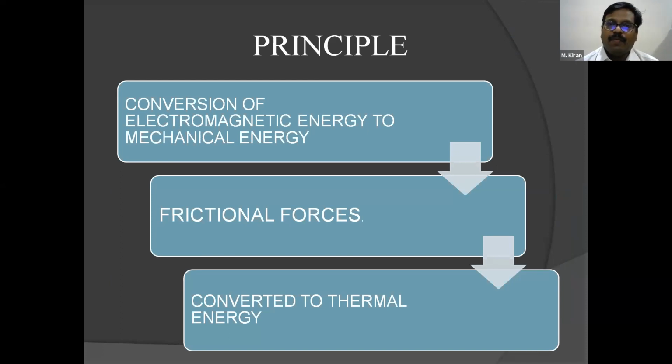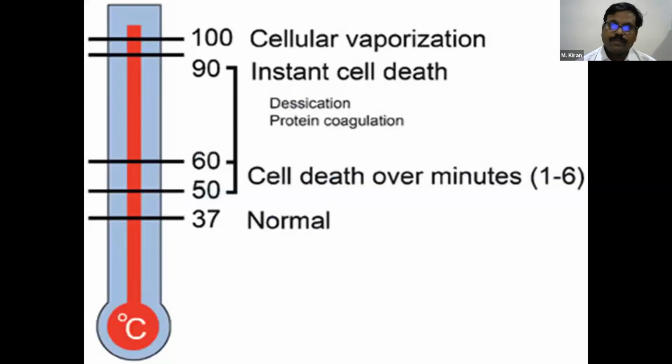You can see it in the previous slides. After this, it is like a conclusion. We can say it is the conversion of electromagnetic energy to mechanical energy, that will be frictional forces. Then it will be converted to thermal energy. This is how they will be using this cut and coagulation.